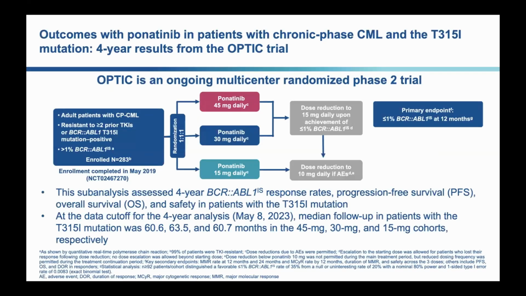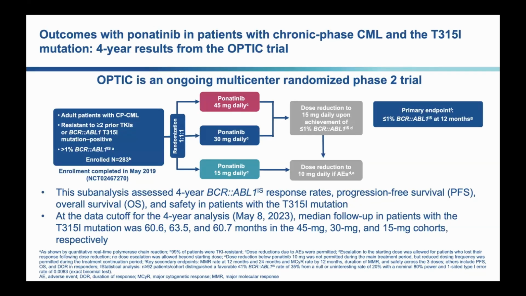Third abstract is the update of OPTIC, dose optimization of Ponatinib. 4-year results were presented by Jane Apperley. OPTIC was needed because with 45 milligrams Ponatinib, more than 20% of patients had major cardiovascular problems, and therefore the FDA and the EMA asked for a dose reduction after response, and this should have been tested in a study, in a prospective study.